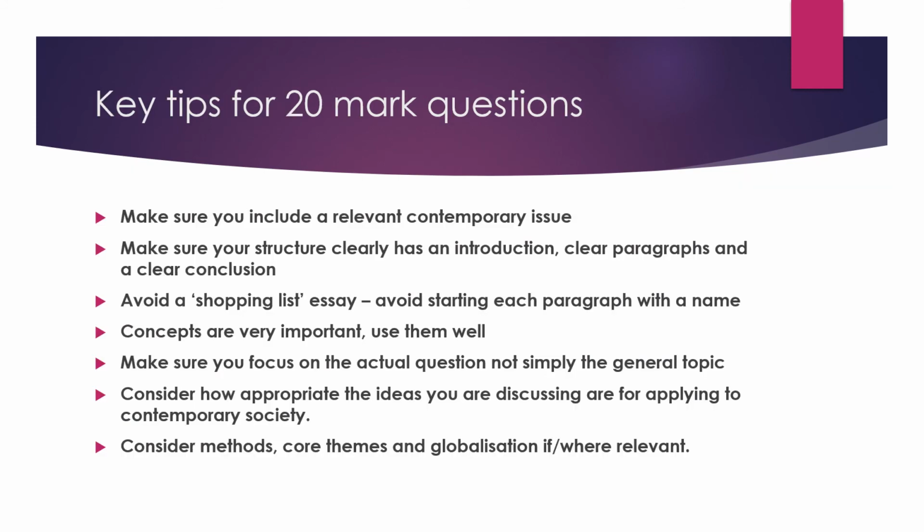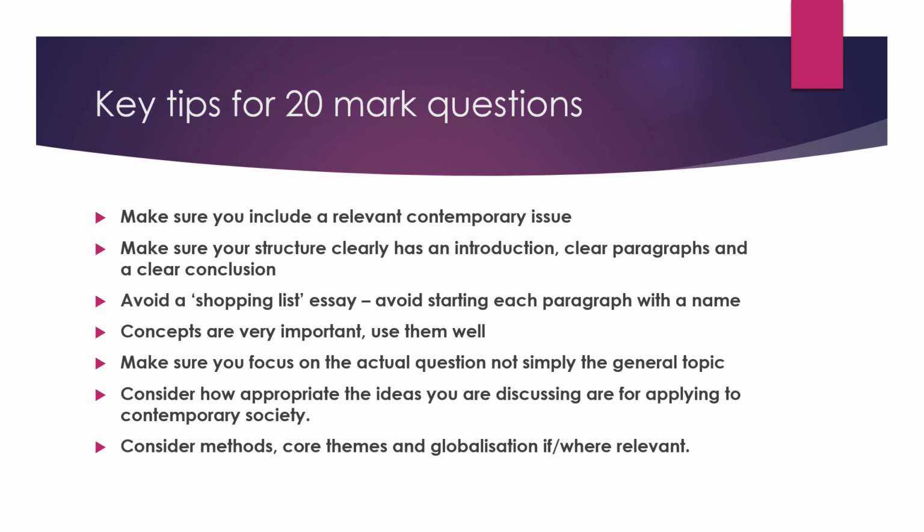And then last but not least, just some tips really. For 20 markers, make sure you include some contemporary relevant issues or theories if appropriate, and if you know any to hand. Don't panic if you don't know something contemporary. If you know something, put it in, but if you can't think of anything, don't panic. Make sure your structure is clear: you need an introduction, clear paragraphs, and a clear conclusion. Avoid a shopping list where you just start listing off paragraphs with Parsons, Willmott and Young, and so on. Try and have an argument.